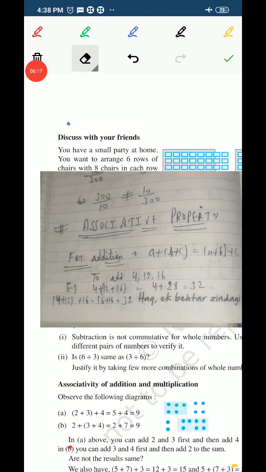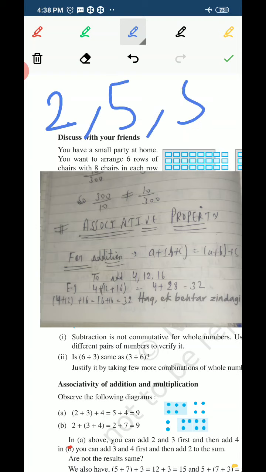Let's take one more example. We have the numbers 2, 5, 8. Now we will check again if the associative property is satisfied in this case also for multiplication. Remember, every property is checked for all four operations.